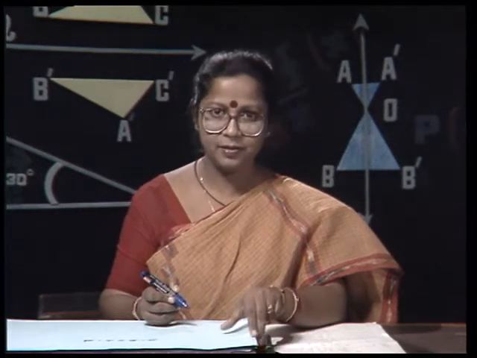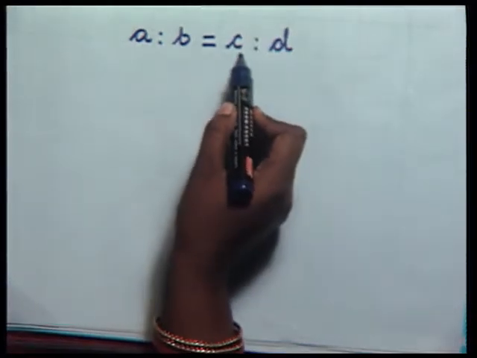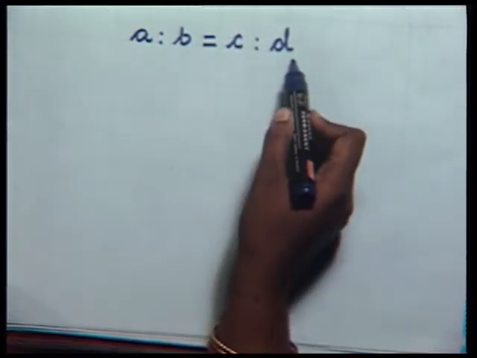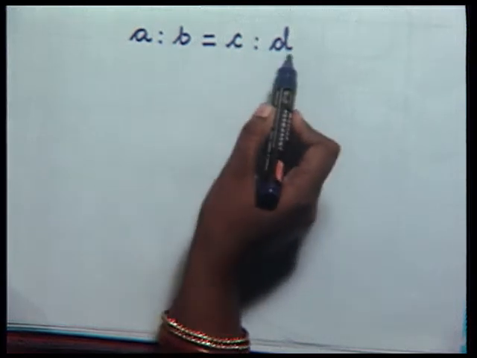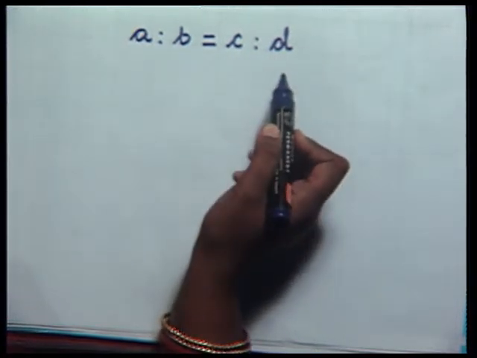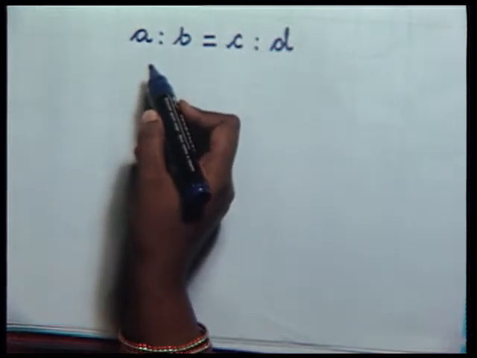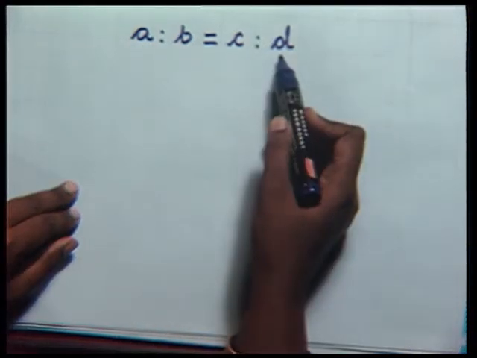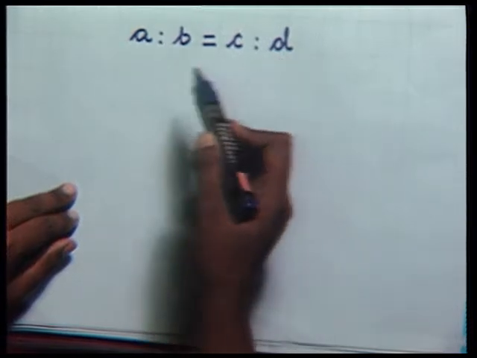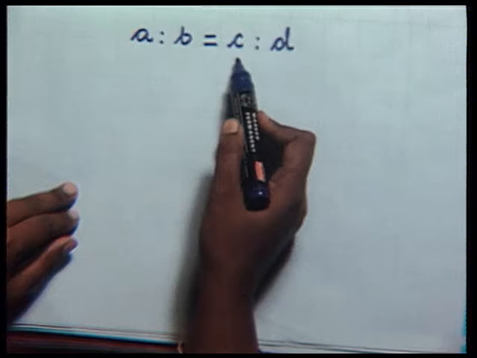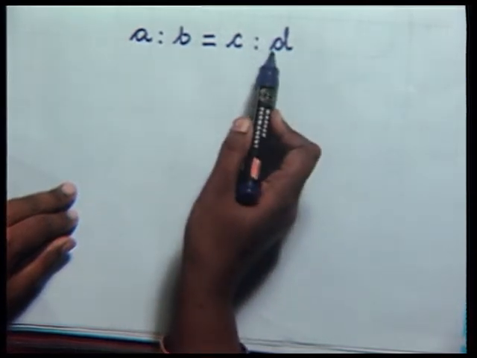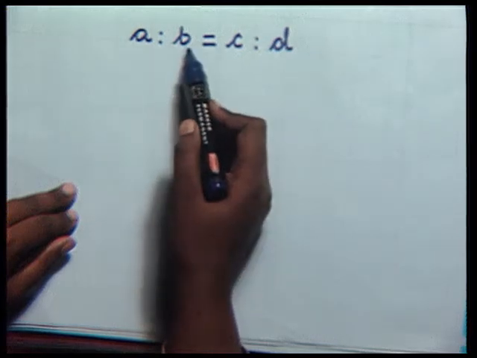Many a times we need to equate one ratio with another. For example, we are equating the ratio a is to b with the ratio c is to d. In such cases, these terms a, b, c and d are said to be in proportion. This can also be written as a is to b as c is to d, and is read as a is to b as c is to d. The terms a and d are called extremes, and the terms b and c are called means. d is also called fourth proportion to a, b and c.